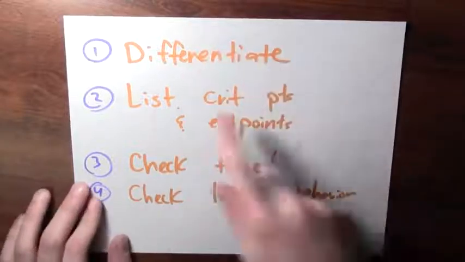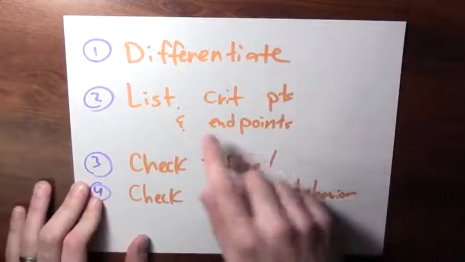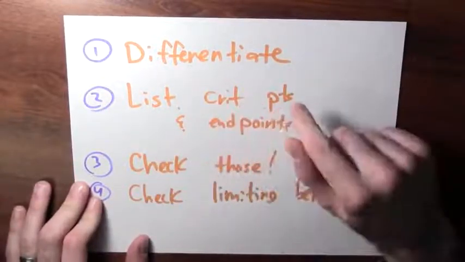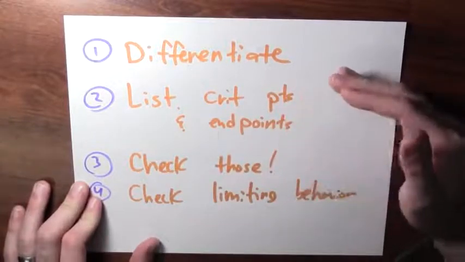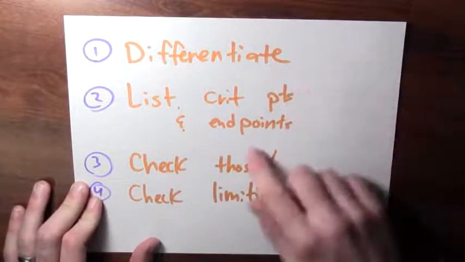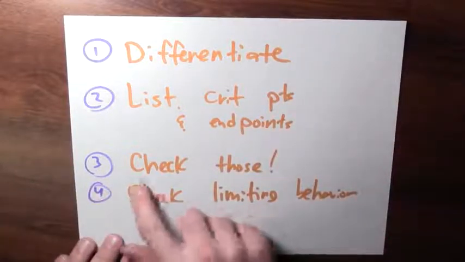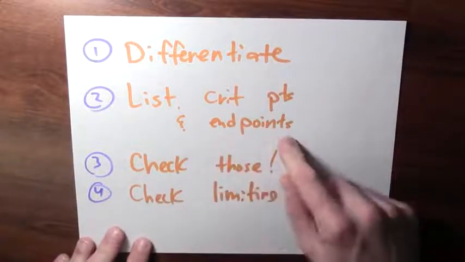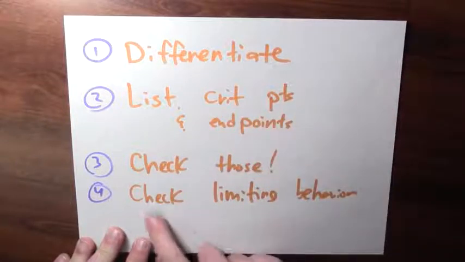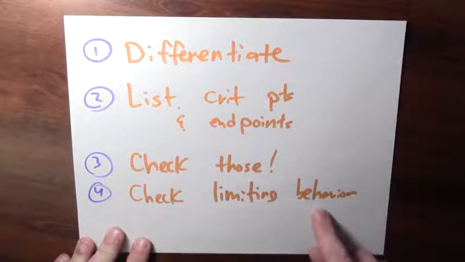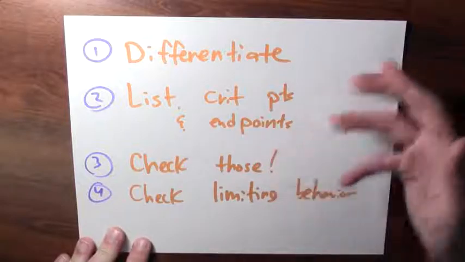Here's a four-step process. First, differentiate your function, then find all the critical points. Those are places where the derivative is equal to 0 or the derivative isn't defined. And also list the endpoints if they're included in your domain. Check those points: check the endpoints, check the critical points, and potentially you also need to check the limiting behavior if you're working on an open interval.